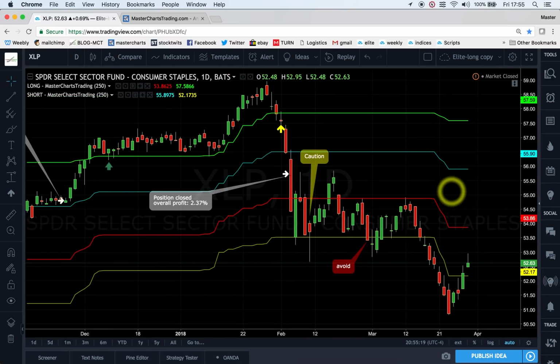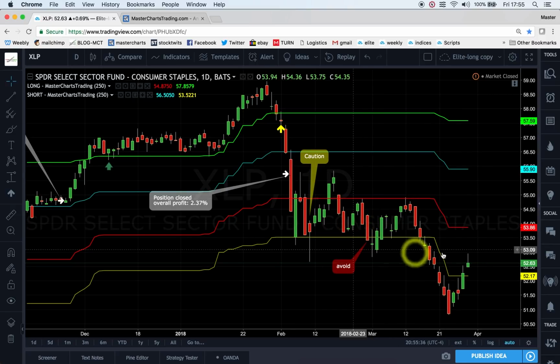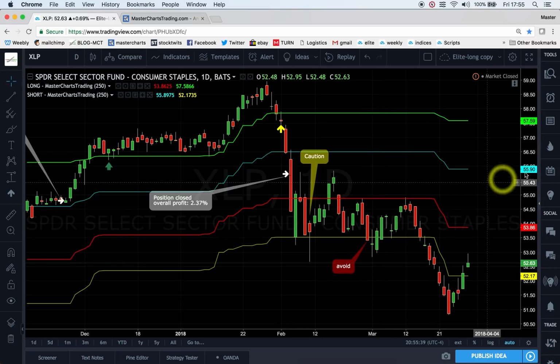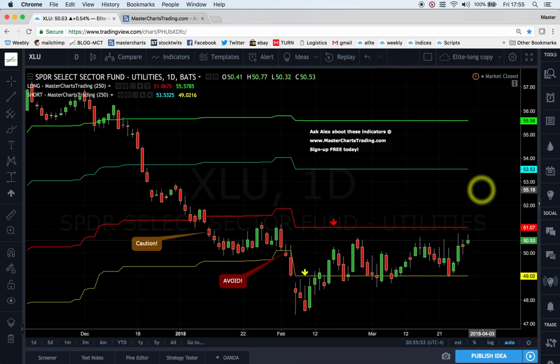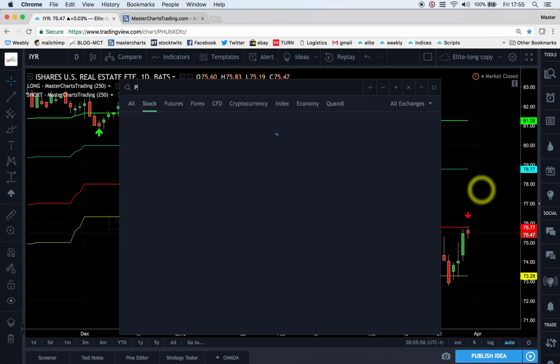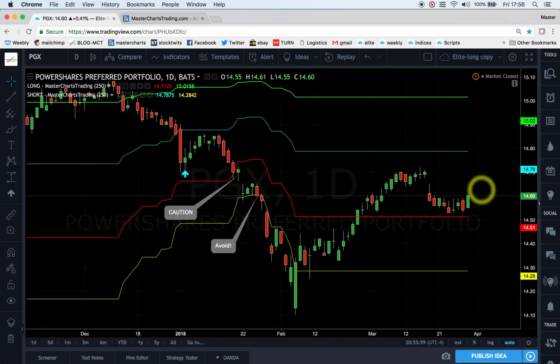And here's XLP, consumer staples, which is stocks, but you can say that they have a slight correlation to the way bonds move, because they pay higher dividends. Overall, not a great chart. I'm avoiding it. I want to see a close above 55.90 currently to contemplate a long entry. For now, I'm basically avoiding consumer staples, utilities, real estate, and preferred portfolio. I'm avoiding all of those.